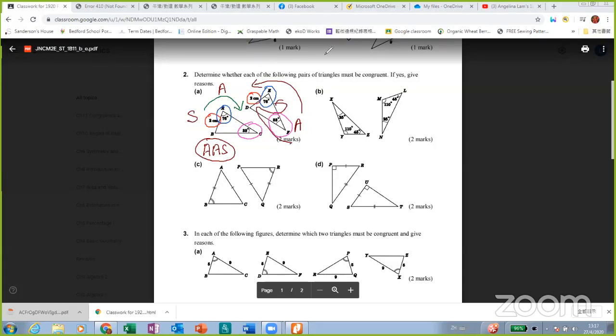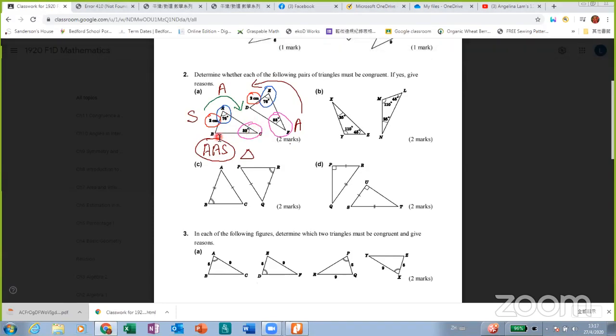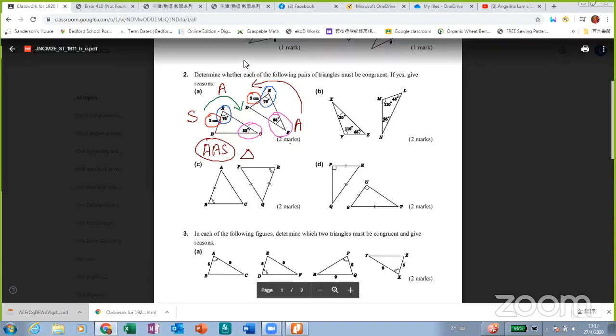Now, in this case, if you follow the color here, ACB, like that, ACB, therefore I have triangle ACB.